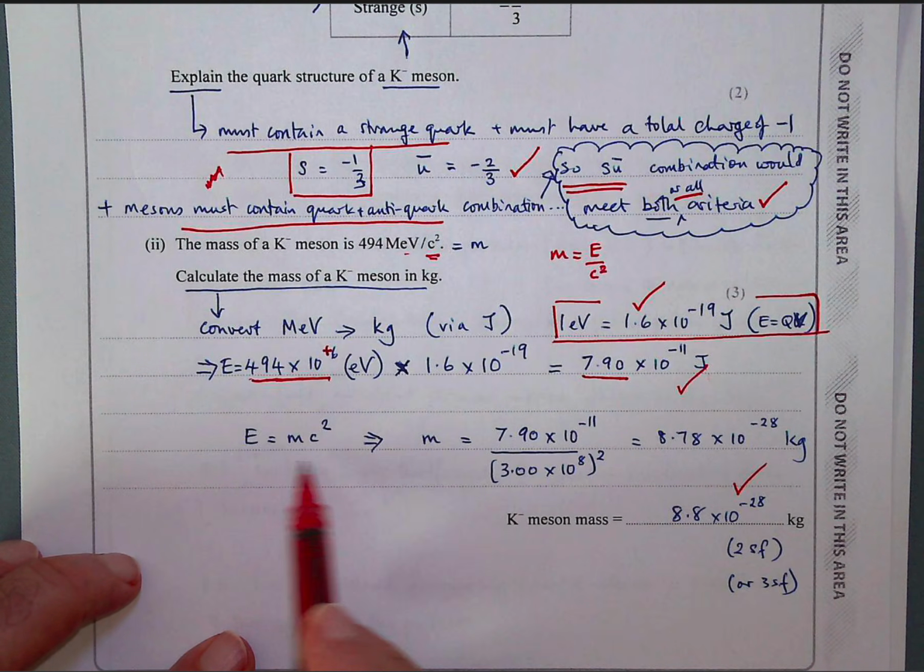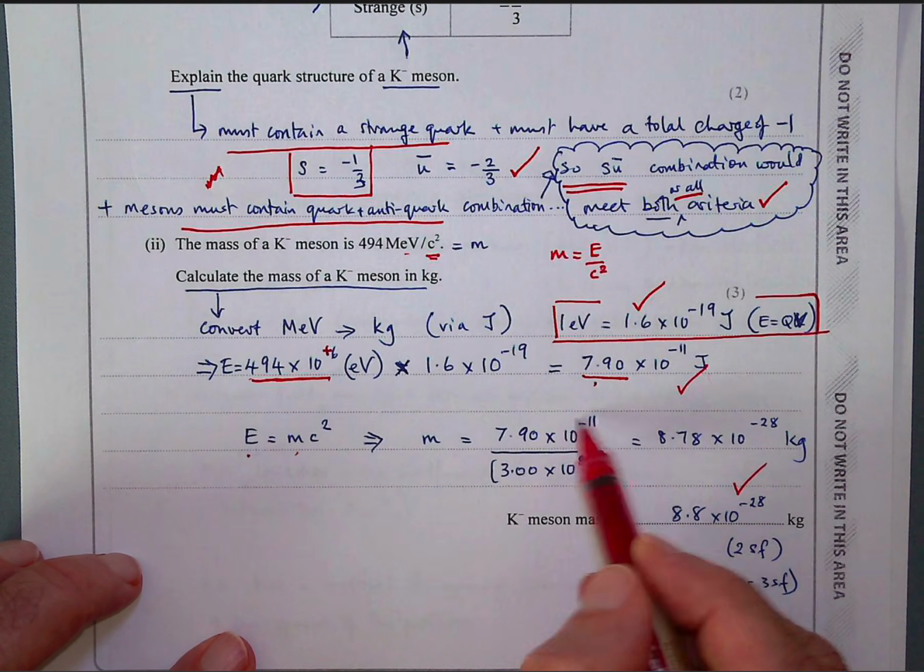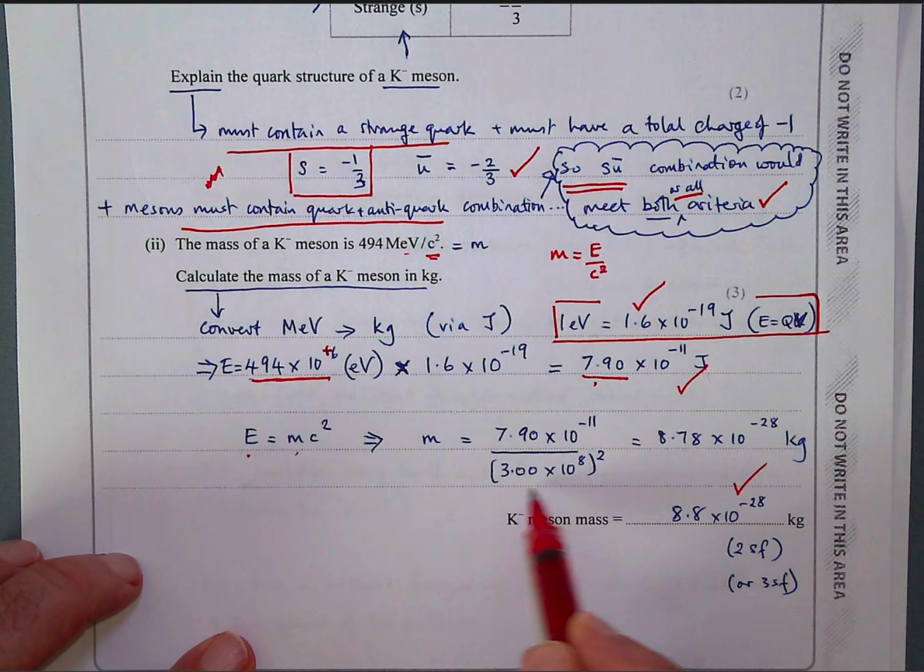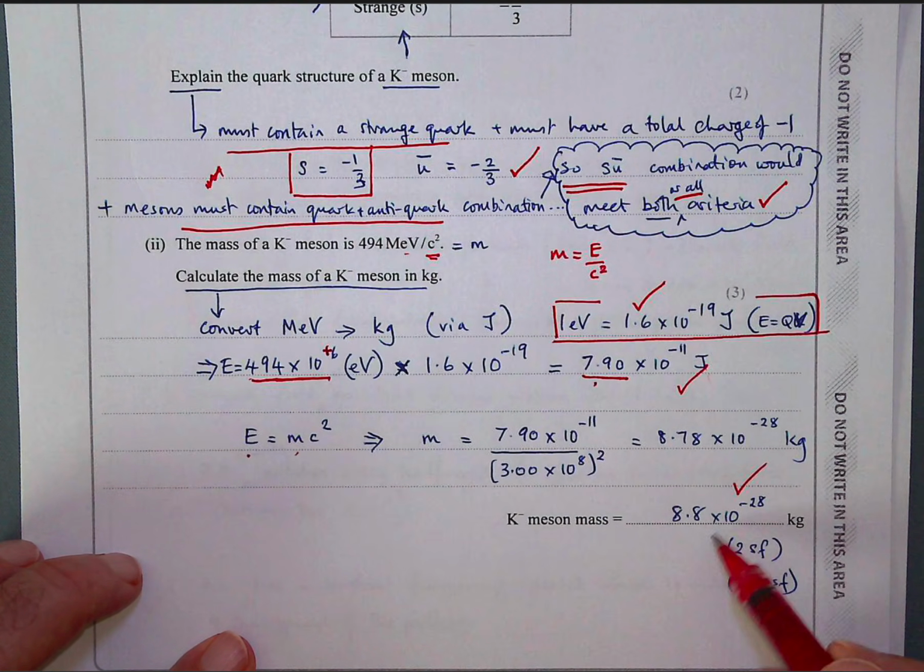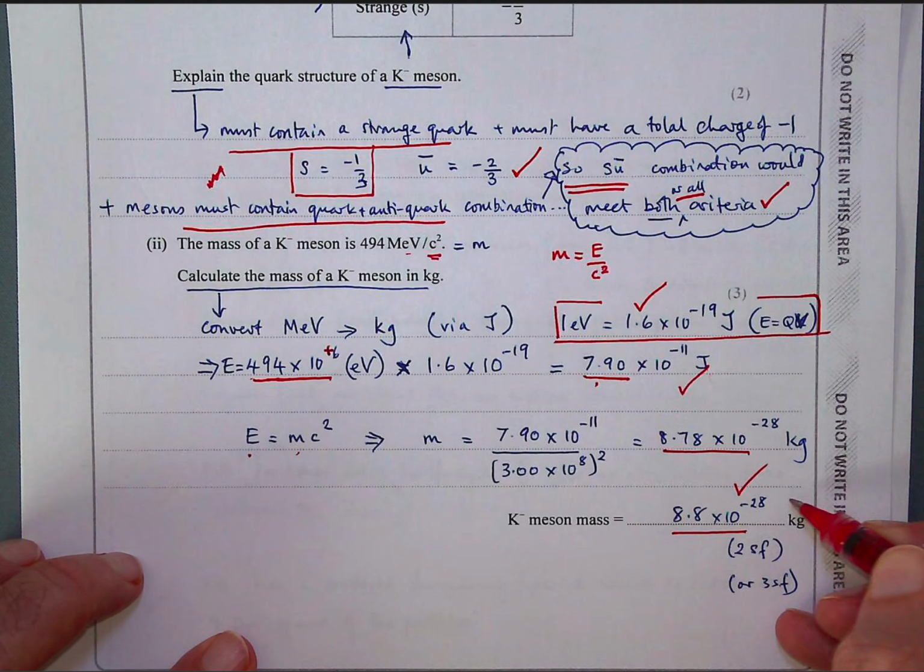You then want to work out the m. We know the E is here, so we put the E in there. M is E over c squared, and you get 8.78 or 8.8 to 2 significant figures. So this or this for the final mark.